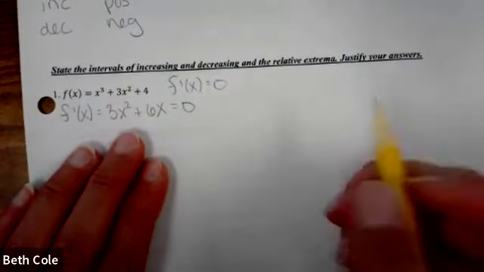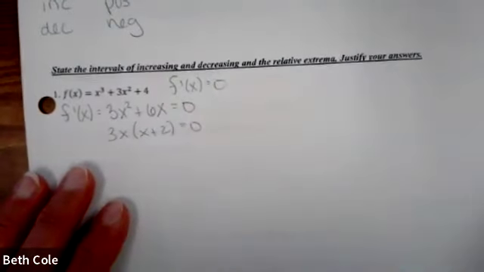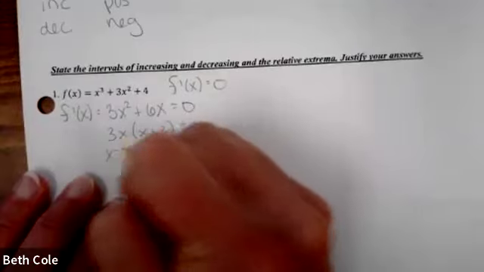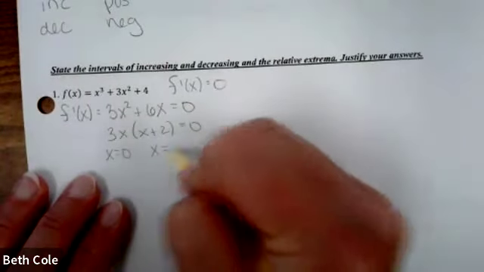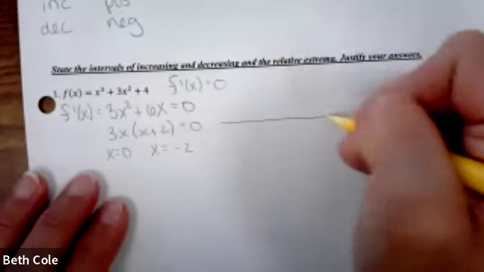What are we going to factor out? So we can do GCF here. 3x, good. That would leave you with x plus 2. This one's going to give you 0, and this one's going to give you -2. Okay, I'm going to make a number line for my derivative.